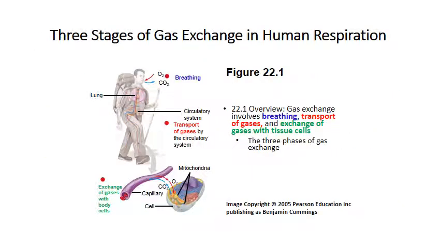So there are three stages of gas exchange in human respiration. The first is breathing, which is the actual interchange of carbon dioxide and oxygen with the bloodstream. The second is the bloodstream itself, the circulatory system. And finally, the metabolic mechanisms for exchange of gases at the cellular level and receiving tissues.